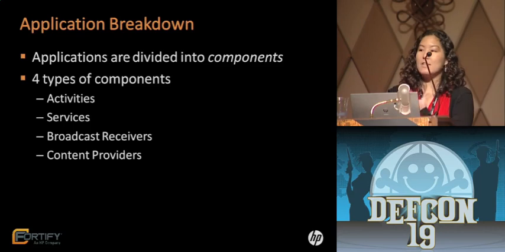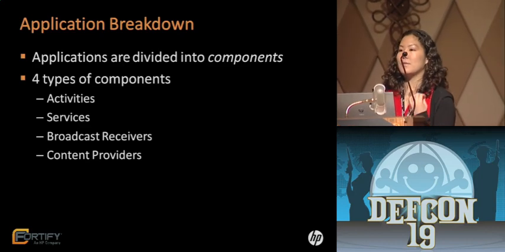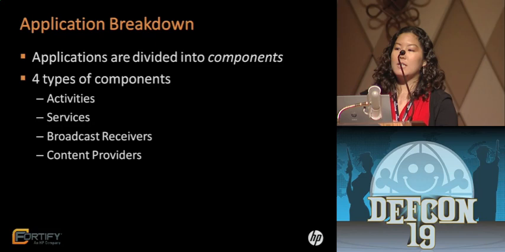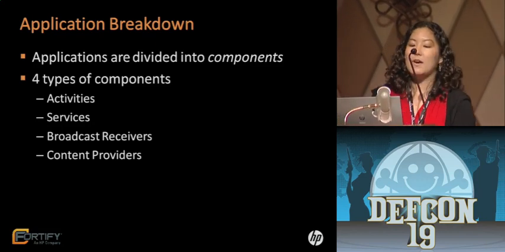So applications are divided into components. There are 4 types of components. The first type of component is an activity. And activities are basically the user interfaces. So each screen you see on your Android application, that's its own activity.